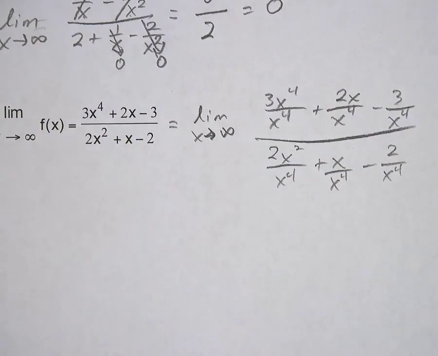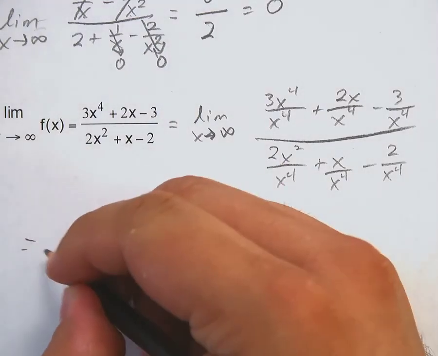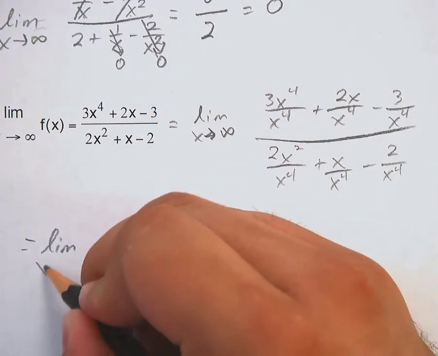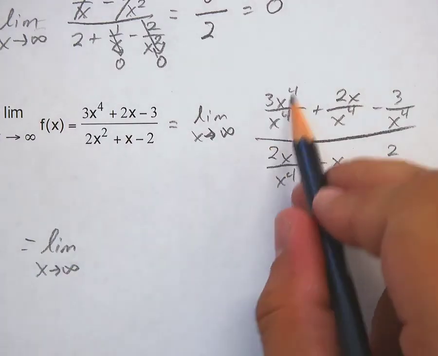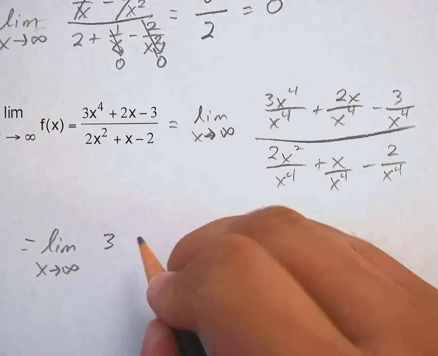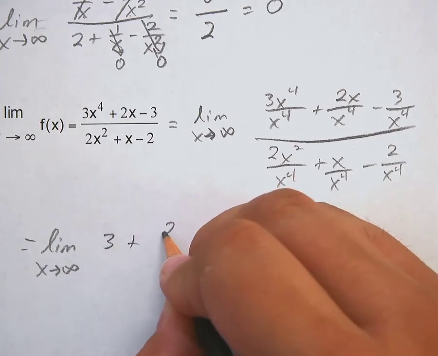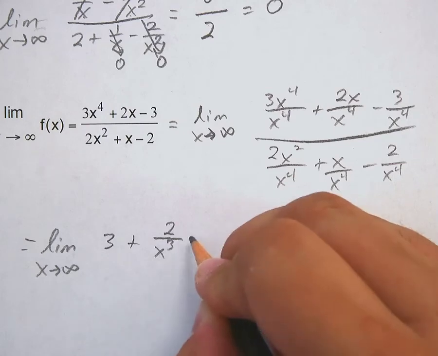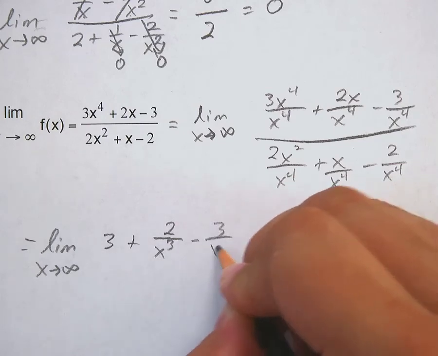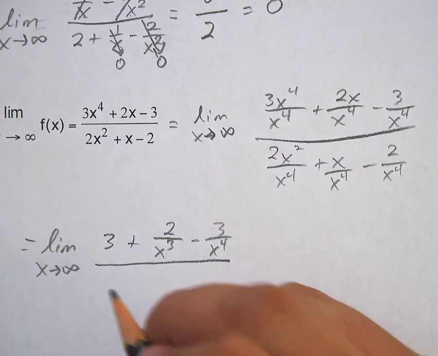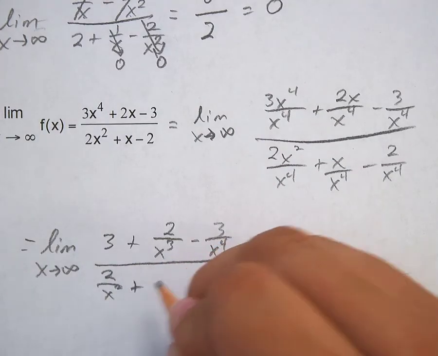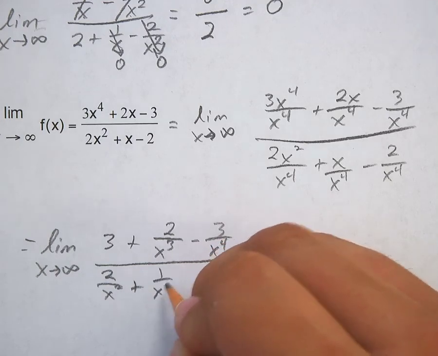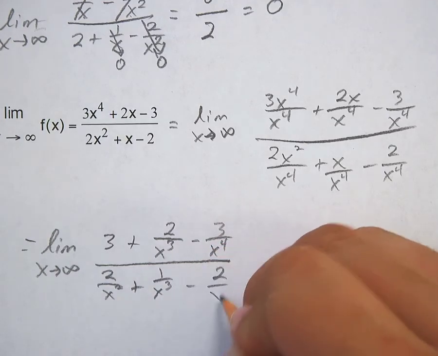Take a moment and pause if you need to. Going from here, that's going to set us up as the limit as x goes to infinity. Simplify. We have 3 plus 2 over x cubed minus 3 over x to the 4th, over 2 over x squared plus 1 over x cubed minus 2 over x to the 4th.